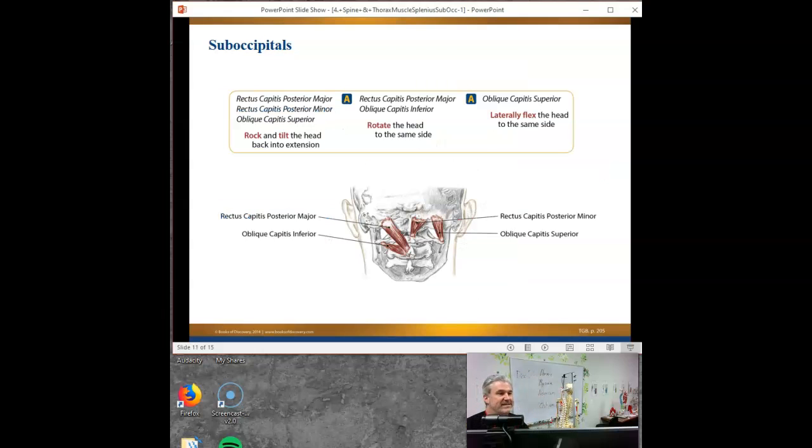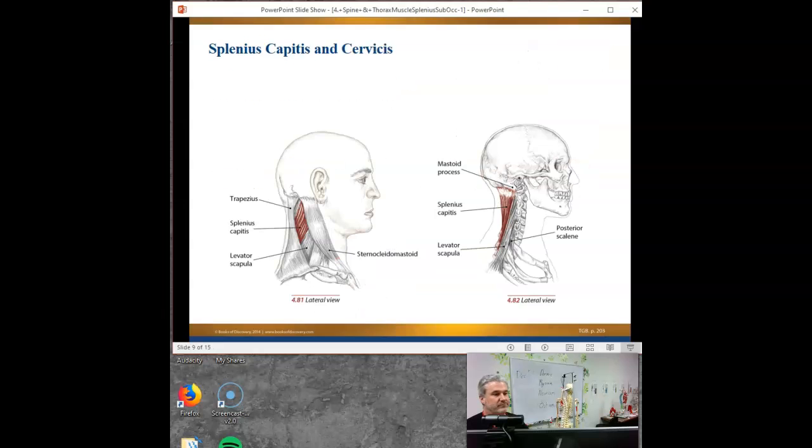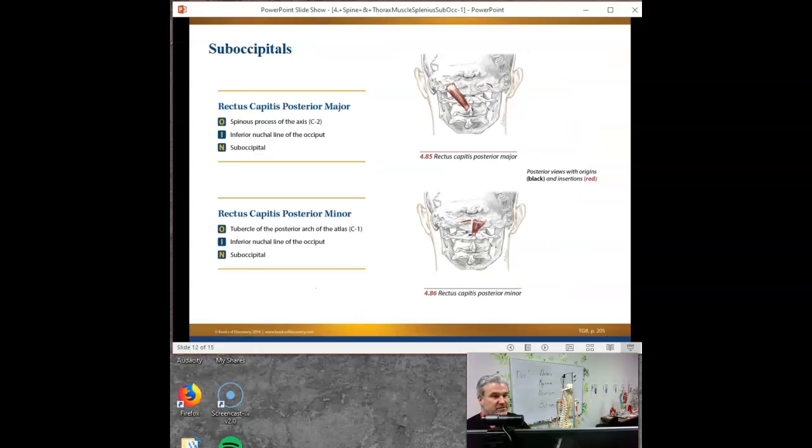Let's see what actions they say they do. Rock and tilt, yeah. Rock and tilt back into an extension. Rotate the head a little bit, laterally flex, but that's rock and tilt. Yeah, not surprised. Sorry, everybody.